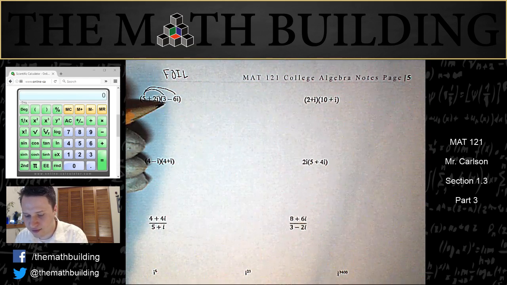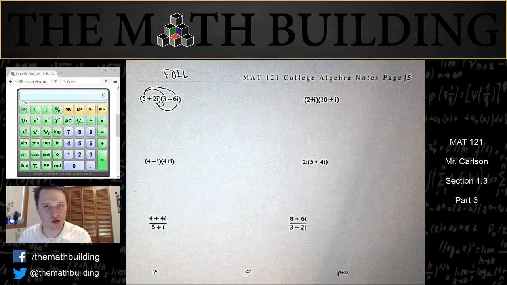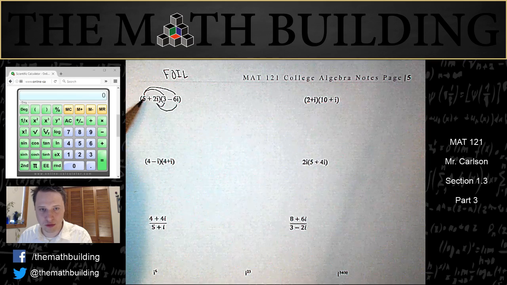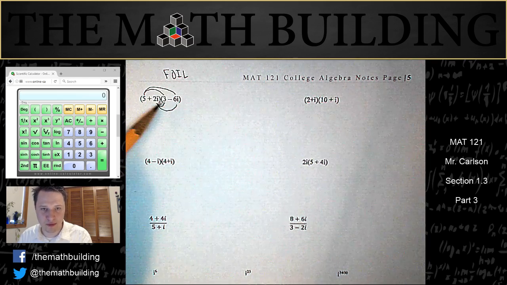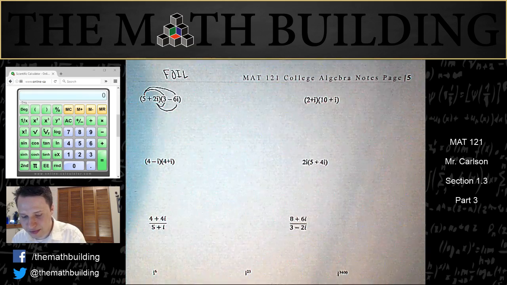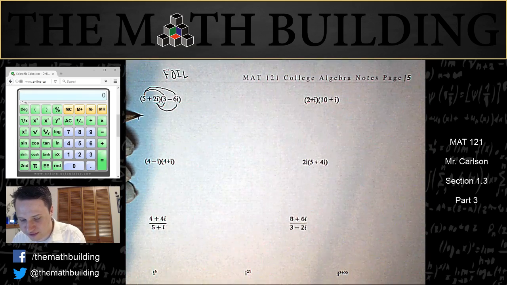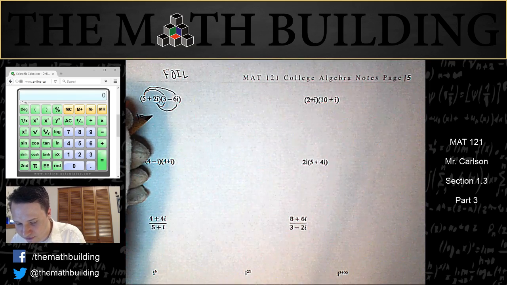And I don't really like the term FOIL that much. I prefer to think of it as you're doing the distributive property twice. First, you're doing the distributive property with the 5, then you're doing the distributive property with the 2i. So let's be careful as we do this. First, 5 times 3 is 15. 5 times negative 6i will be negative 30i.